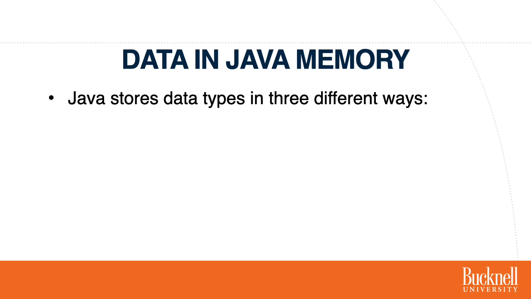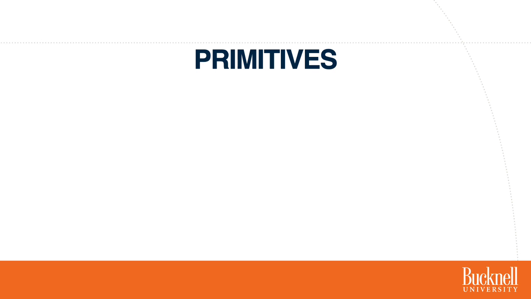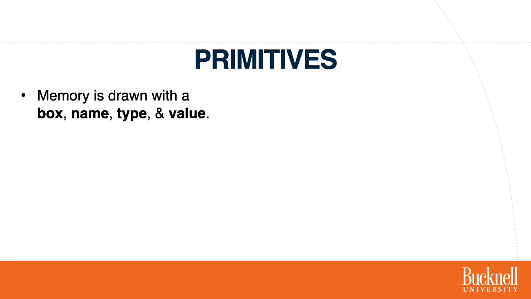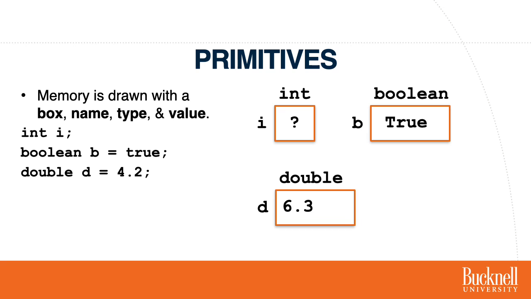Java stores data types in three ways depending on whether the data is a primitive, a reference, or an array. Each has a different layout in memory. Int, double, byte, char, and boolean are all primitive types. Their memory is drawn as a box with a name, type, and value. When the data is changed, we reuse the same box of memory.